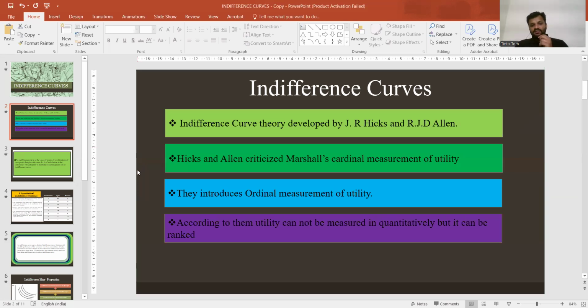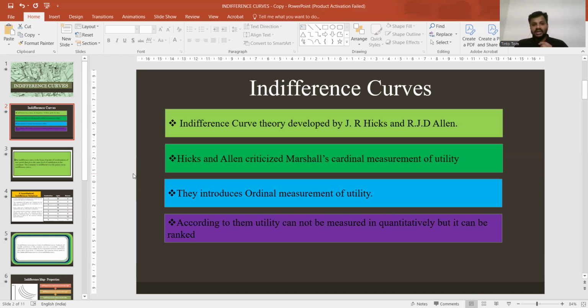So indifference curve was developed by J.R. Hicks and R.J.D. Allen. When we look upon the cardinal approach, of course, we conveyed that we are measuring the satisfaction in terms of cardinal numbers. That's what we have conveyed. But when we look upon reality, as you all know, it is not possible to measure the satisfaction in terms of cardinal numbers. Instead, we can convey the satisfaction in terms of ranks or in order.